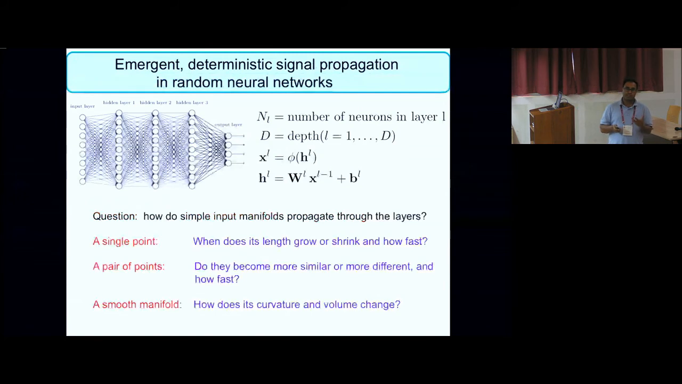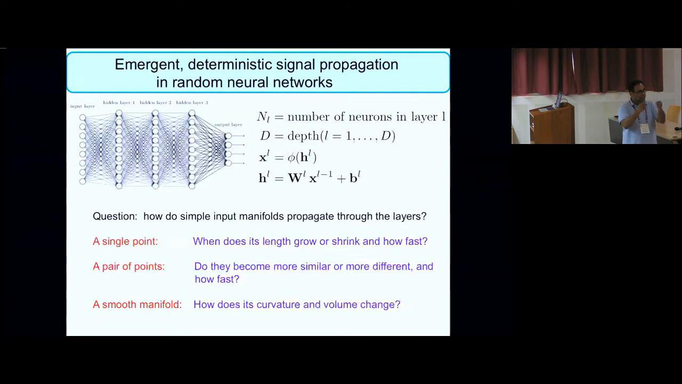So the questions that we'd like to ask are, how do simple input manifolds propagate through the layers? For example, a single point. Let's say we put in a single point in the first layer. Let's say there's n1 neurons in the first layer. So a single point is a pattern across the n1 neurons, or a point in R^n1. Does its length grow or shrink as it propagates through, and how fast?